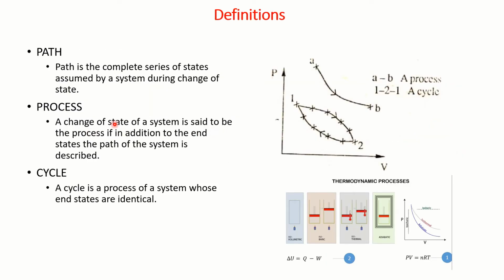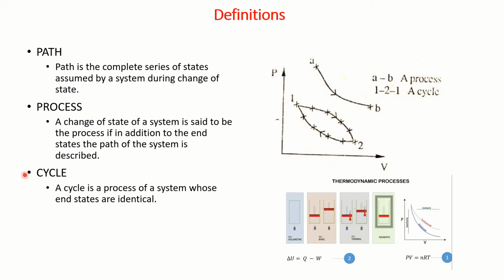So a change of state of a system is said to be a process if, in addition to the end states, the path of the system is described. As I mentioned, it can be isobaric, it can be isothermal, it can be isochoric, constant volume. Or we also define a process called an adiabatic process. Later I will explain about this.